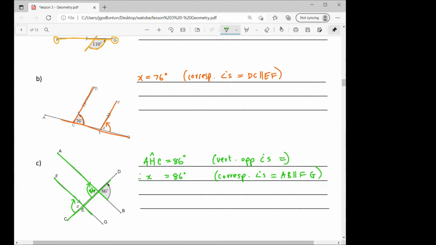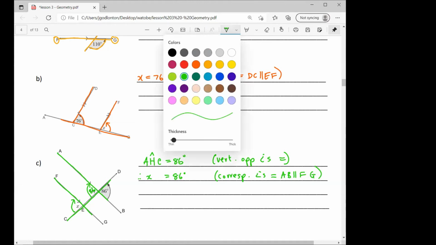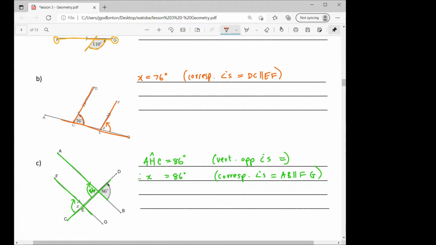So we have our first step and our reason and our second step and our reason. And now when these are marked, remember every step is important because you get a mark for your statement and a mark for your reason, and a mark for your statement and a mark for your reason. So if we don't have all of those steps, we're not going to end up getting the marks that we're looking for. Okay.